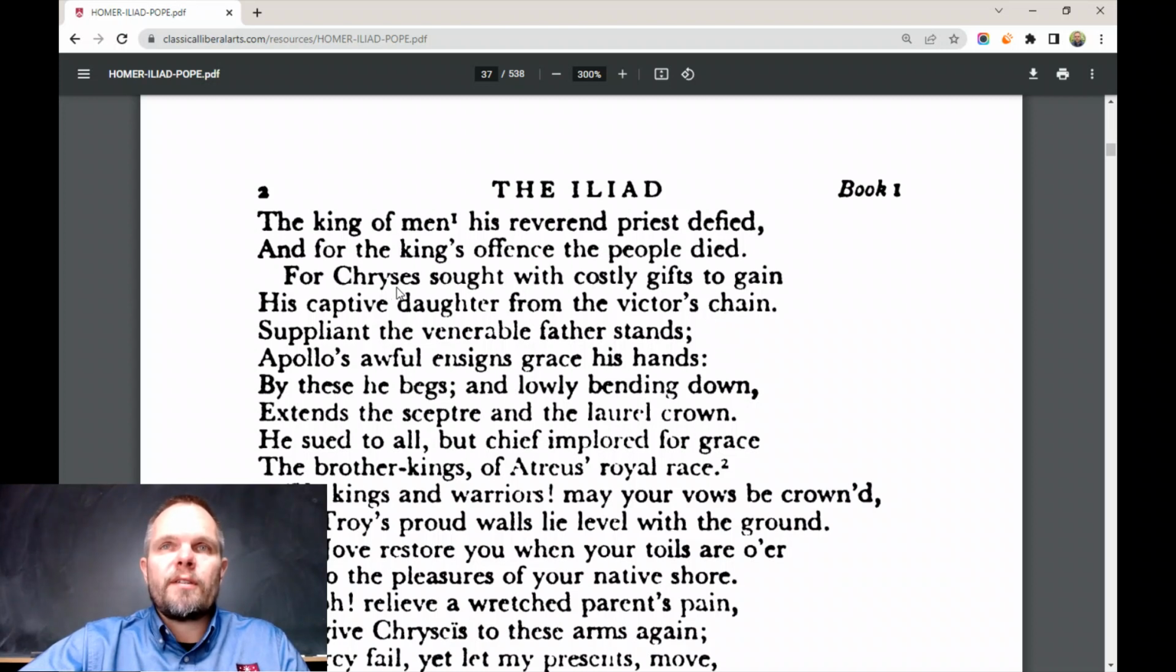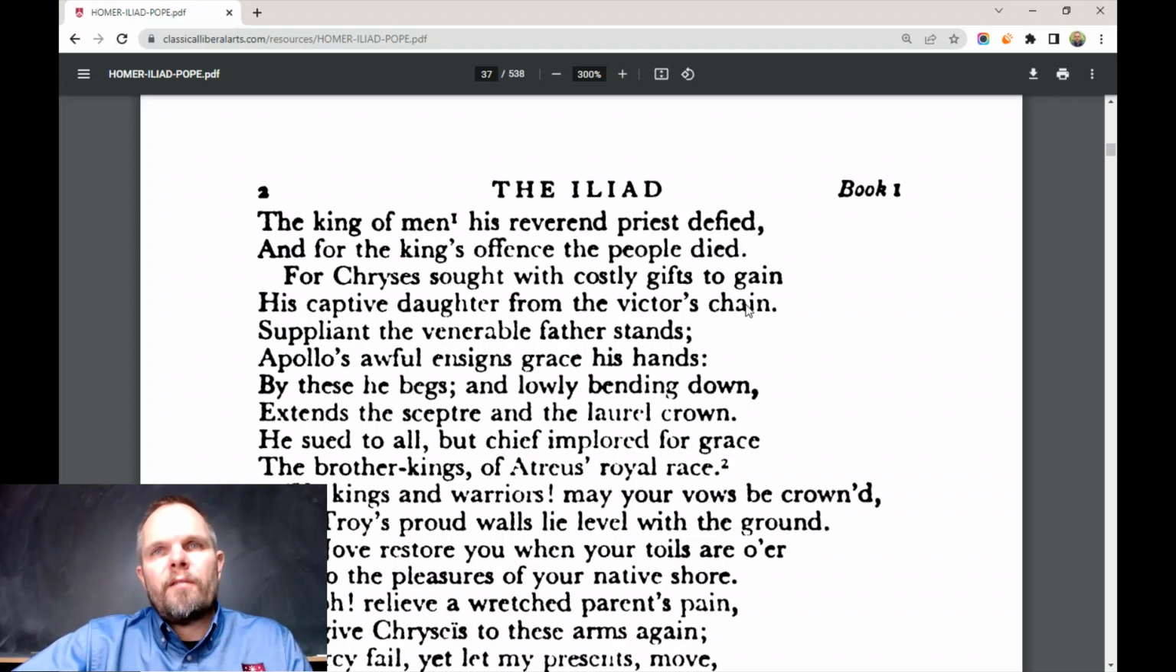For Chryses, that is the name of the priest of Apollo, he came to Agamemnon. He sought with costly gifts to gain his captive daughter. So Chryses, the priest's daughter, had been captured by the Greek soldiers, and she was taken as a captive. That's why it said to free her from the victor's chain. She was being led around like a captive, a servant of the victorious Greek army. So the priest came to Agamemnon bringing costly gifts to try and ransom his daughter.